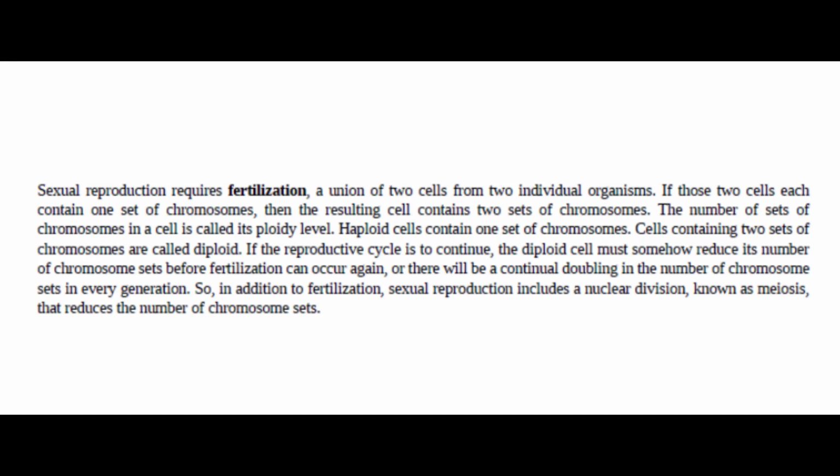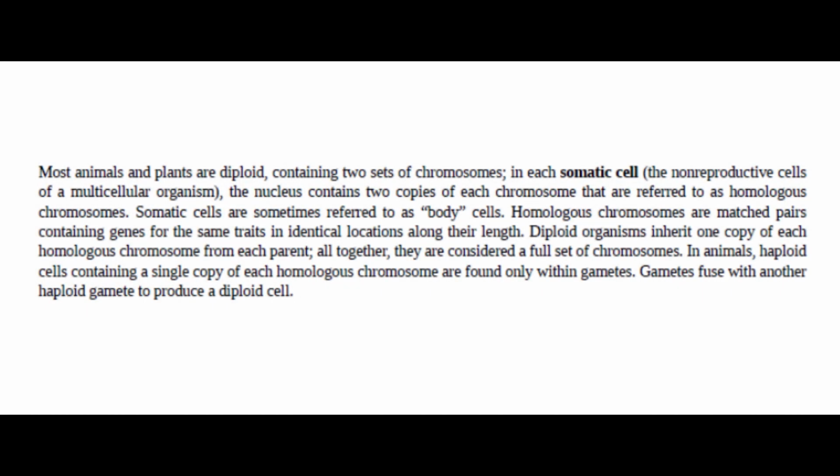If the reproductive cycle is to continue, the diploid cell must somehow reduce its number of chromosome sets before fertilization can occur again, or there will be a continual doubling in the number of chromosome sets in every generation. So, in addition to fertilization, sexual reproduction includes a nuclear division known as meiosis that reduces the number of chromosome sets. Most animals and plants are diploid, containing two sets of chromosomes.